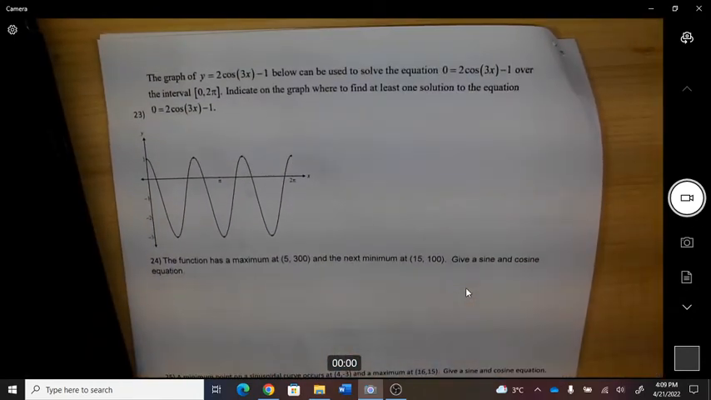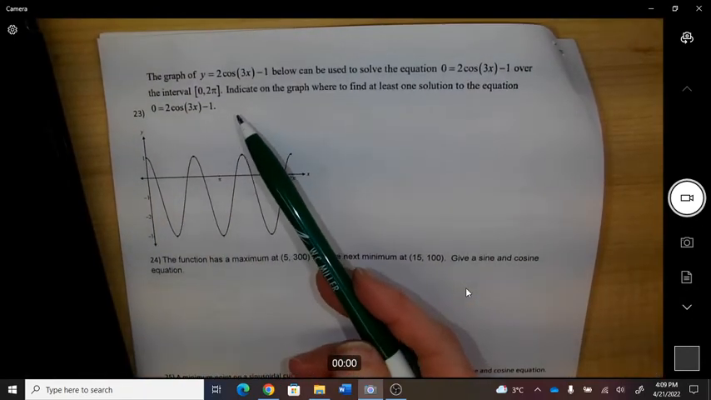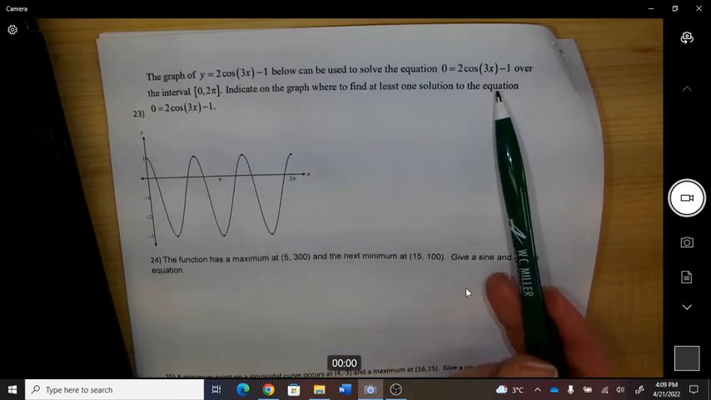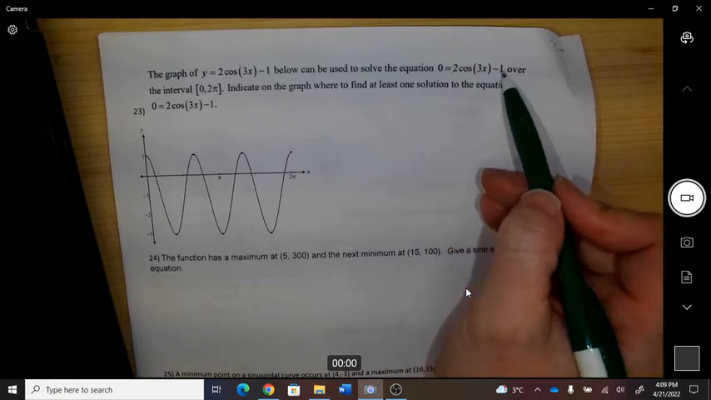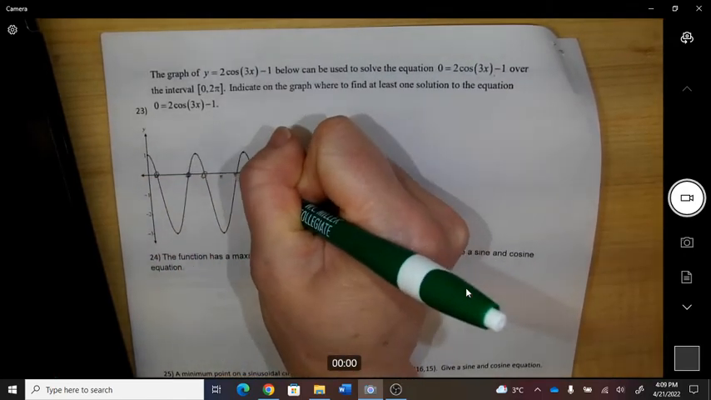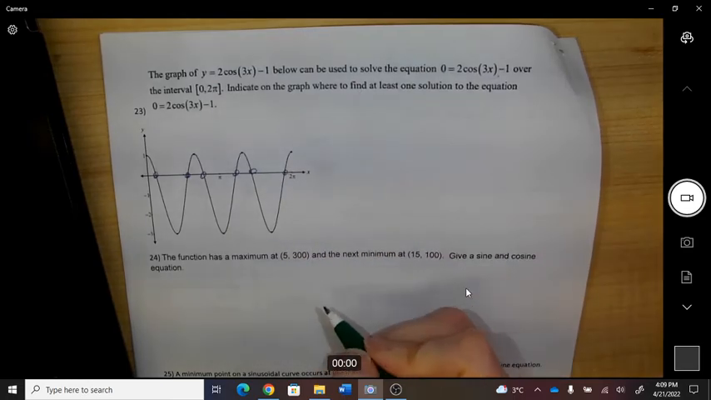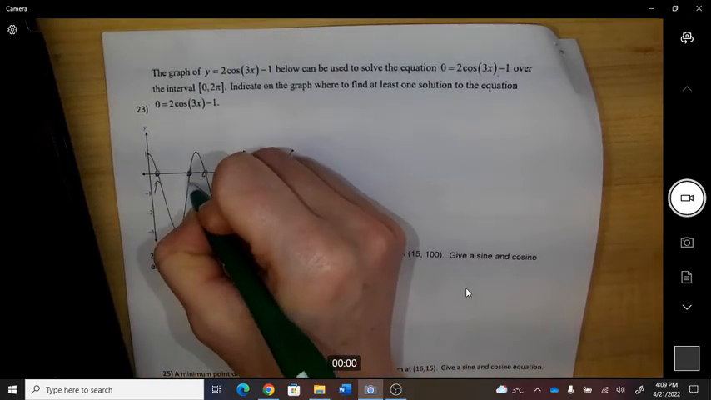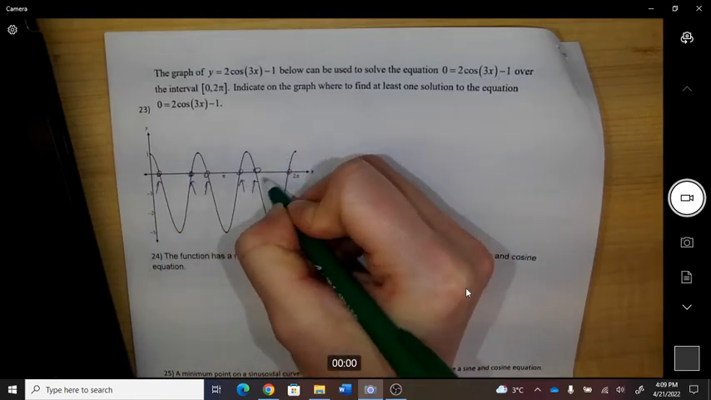So 23, determine using this how you could use it to solve this. So this is basically where does this equal 0? So those would be your answers where they intersect a height of 0.